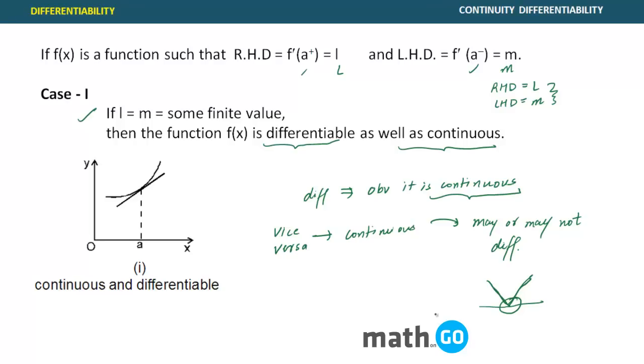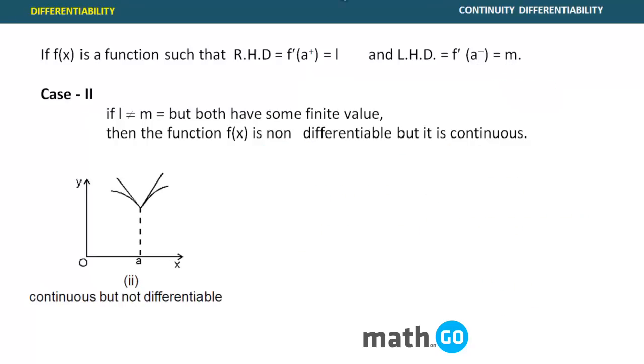Got it? So remember, a continuous function may or may not be differentiable, but a differentiable function will definitely be continuous. No need to prove it. The other case is if L and N are not equal, but still they are finite. That means the left hand derivative is some value, the right hand derivative is some other value. Then obviously it is not differentiable, because we needed RHD and LHD to be equal, but it will still be continuous. Let's say for this particular diagram.